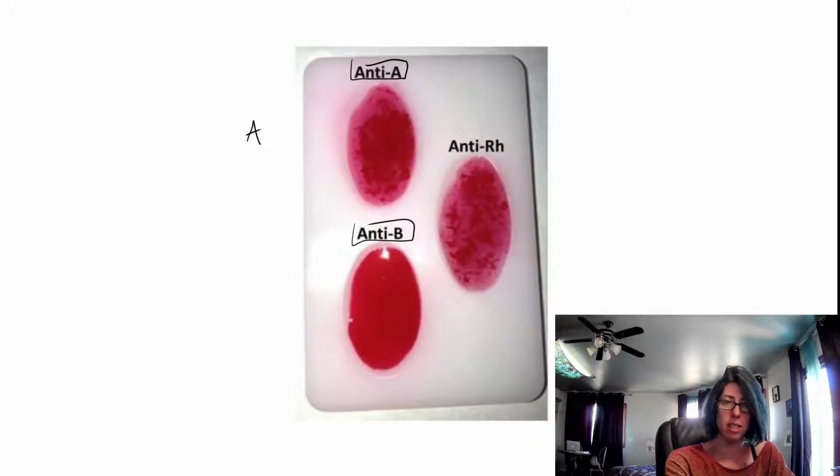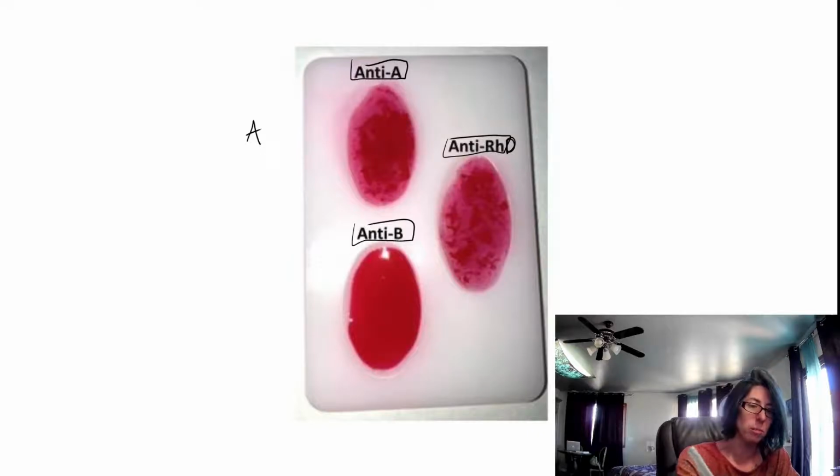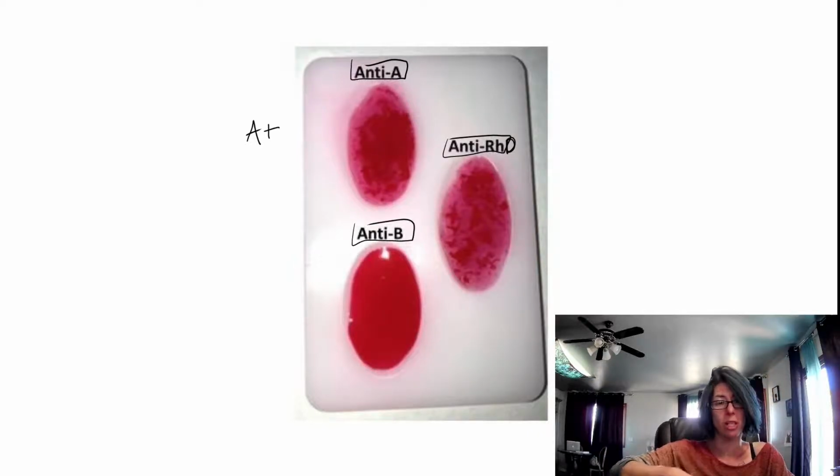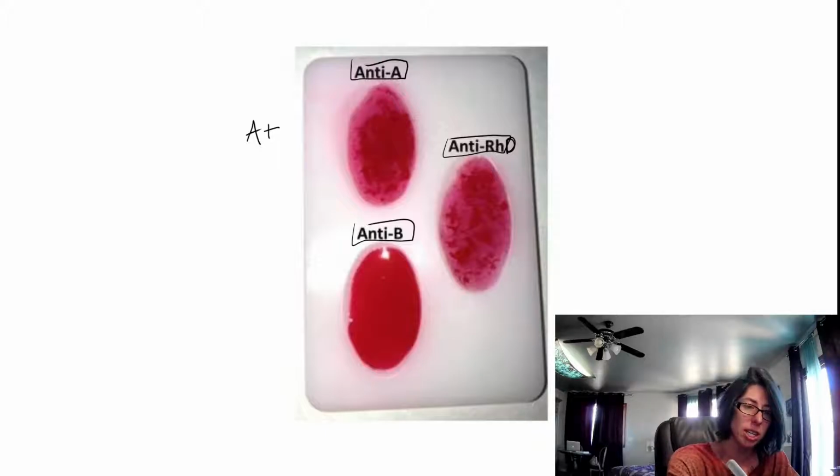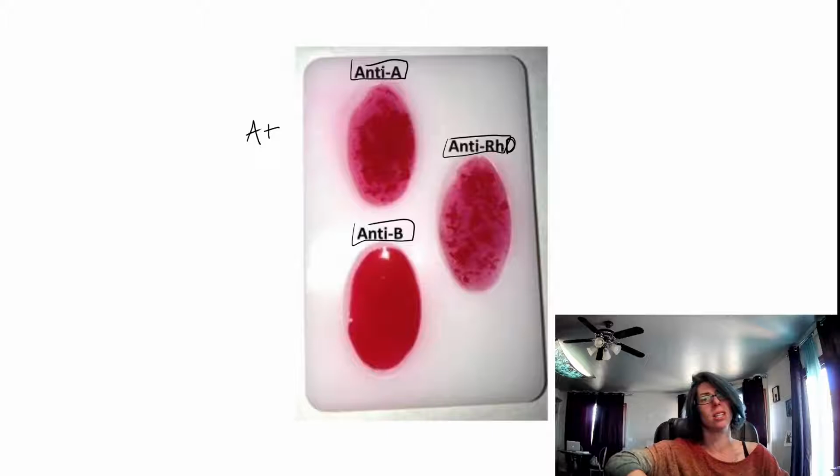Anti-RHD is agglutinating, right? This is anti-RHD. You see an attack, that means RHD was there for it to attack. So that means this blood is positive for the RHD glycoprotein. So you see that there is A because there's agglutination in the anti-A. There is RHD because there's agglutination in the RHD. There's no B because there's no agglutination in the B well.